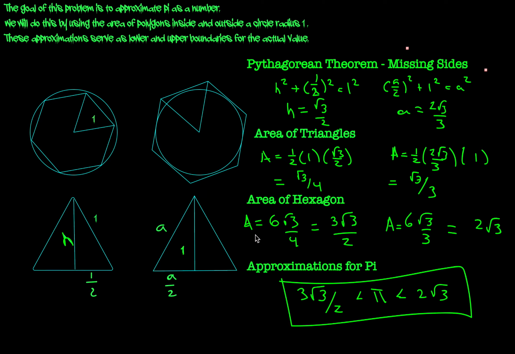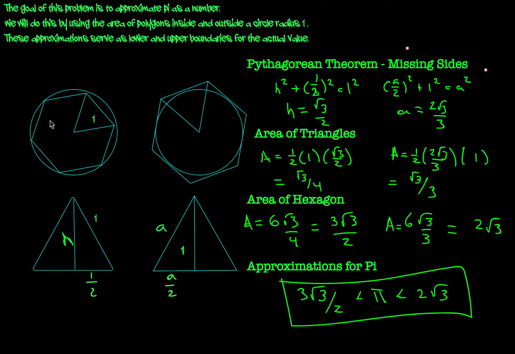So again, here's what I did. I did the multiplication, and here's what I got: 3 radical 3 over 2. 6 times radical 3 over 3 is 2 radical 3. And finally, what was the point? Well, it was to get approximations for pi.